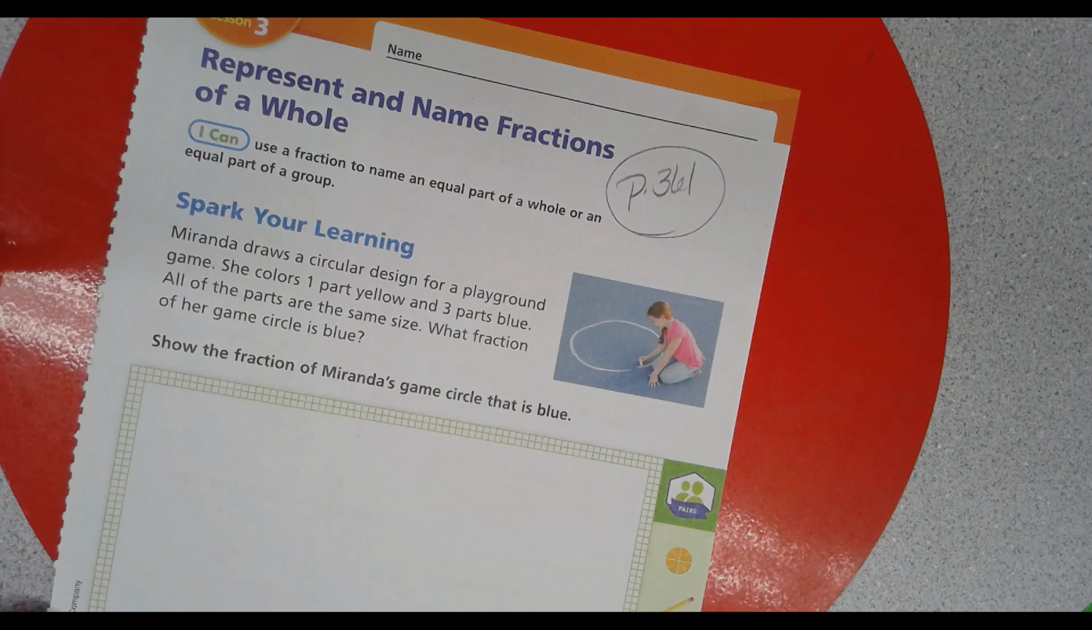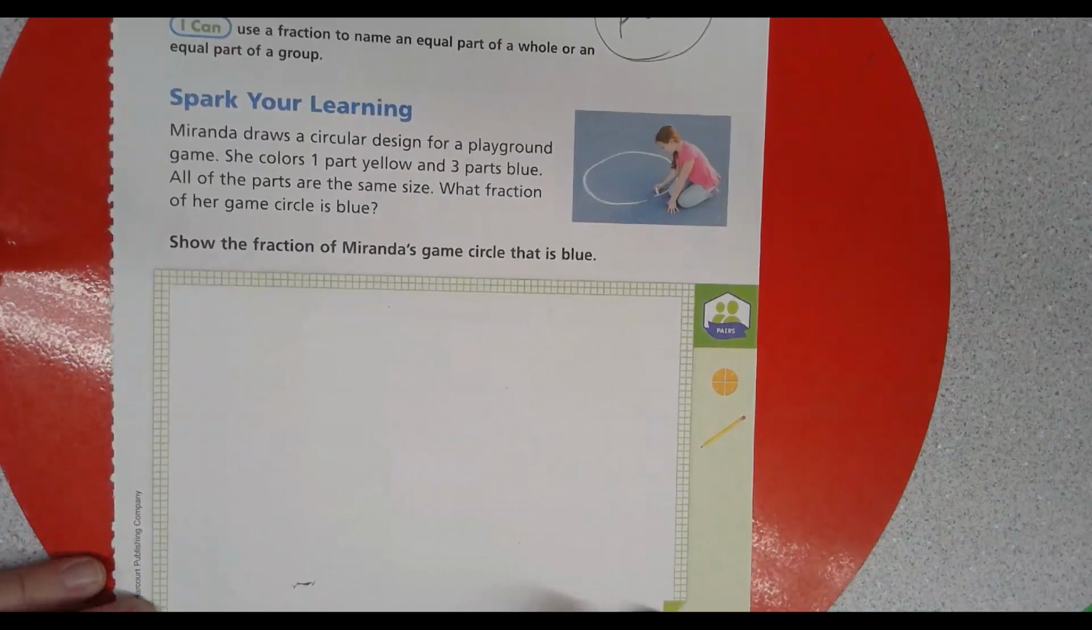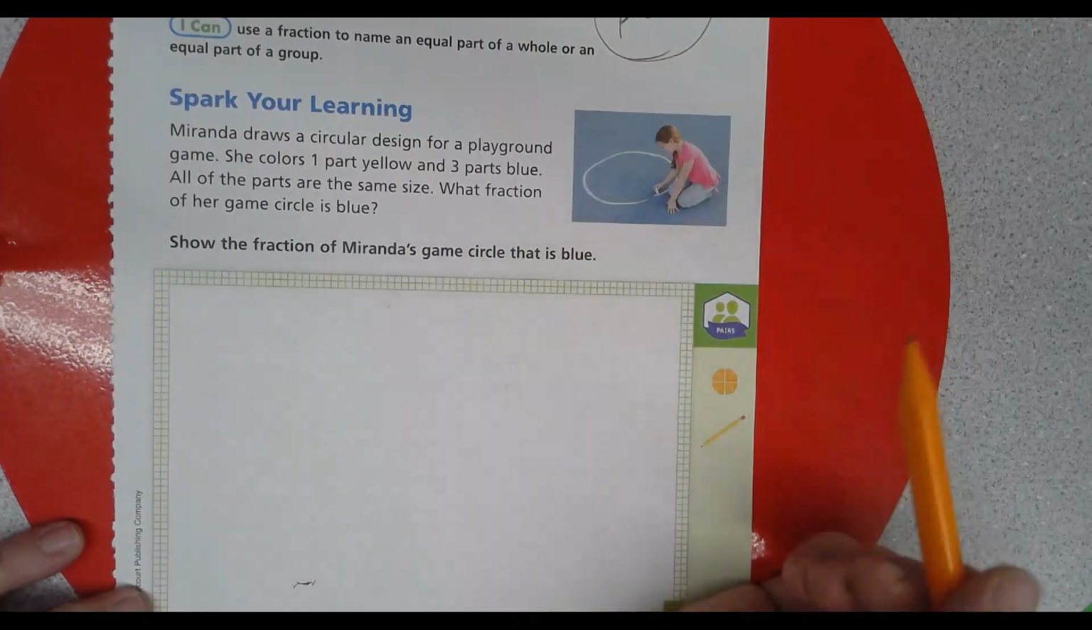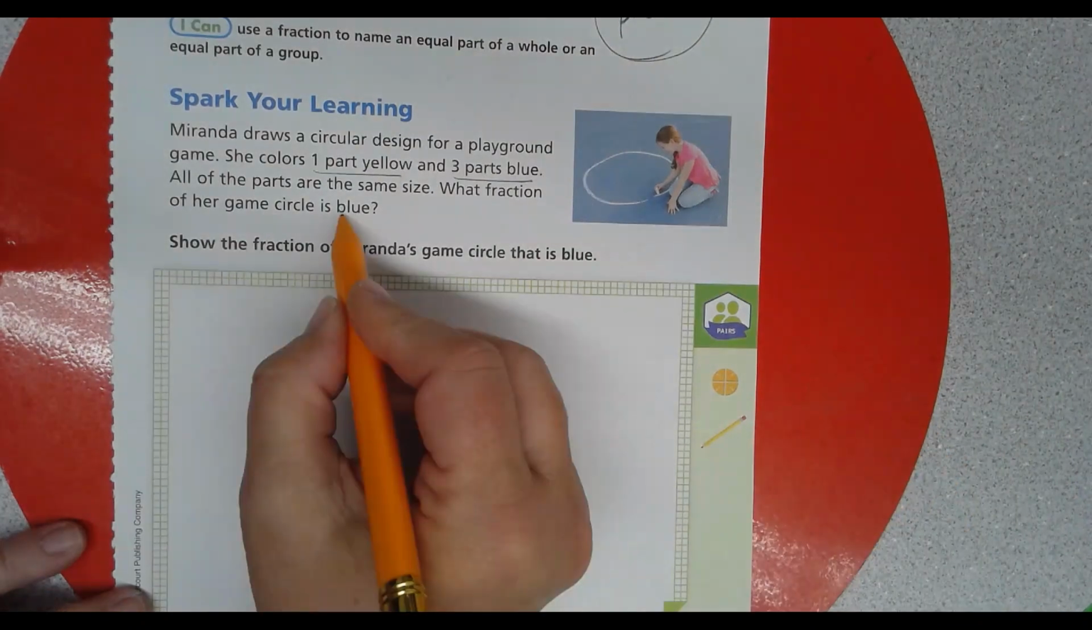Looking at lesson 3, and we are representing and naming fractions of a whole. We use a fraction to name an equal part of a whole or an equal part of a group. So let's get started. Miranda draws a circle right here. It's a circular design. She colors one part yellow, 3 parts blue, and all the parts are the same size.